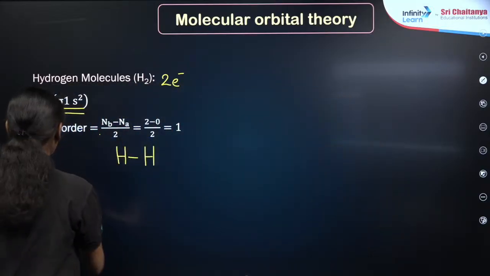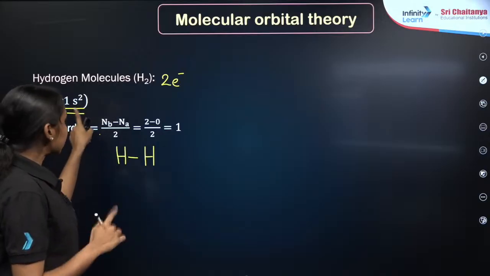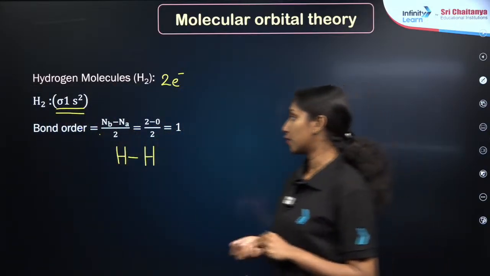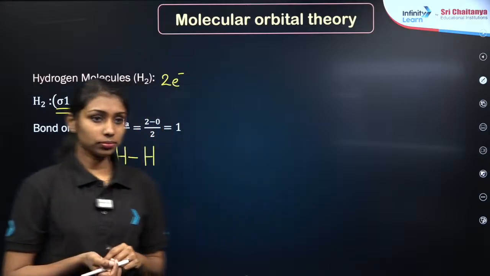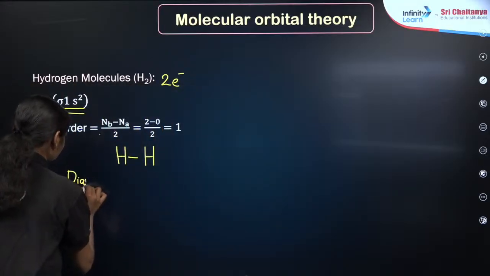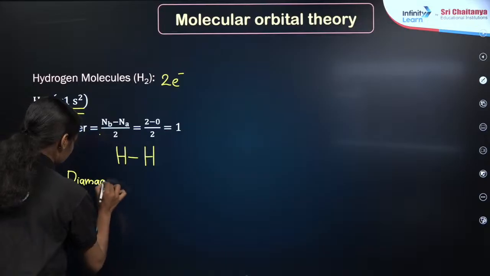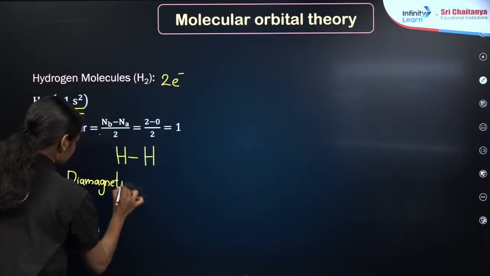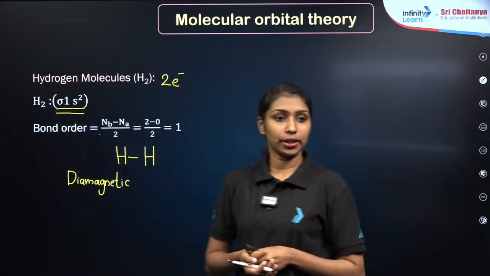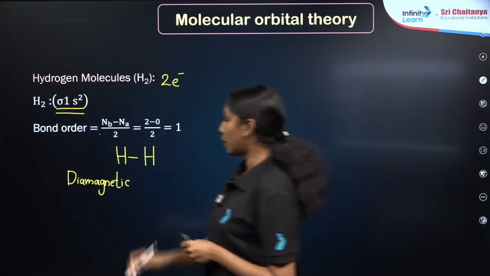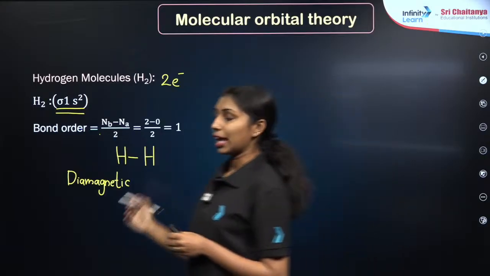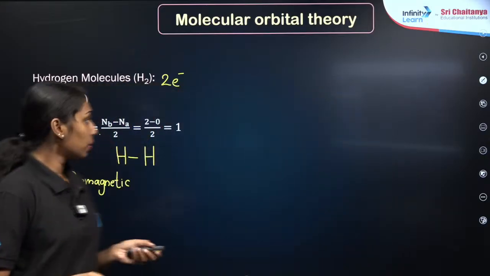Now, we can predict the magnetic behavior also. Are there any unpaired electrons present, that is, singly occupied electrons? No, right? Because it is doubly occupied. So we can say that this H2 molecule is diamagnetic in behavior. Clear?